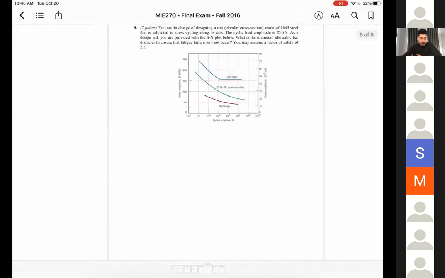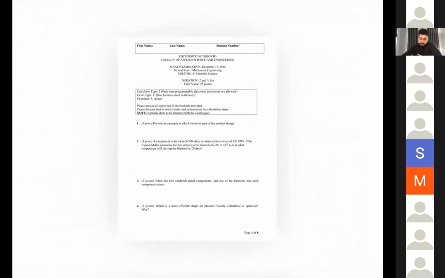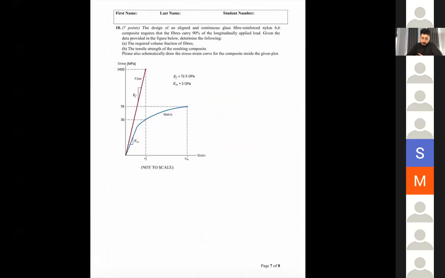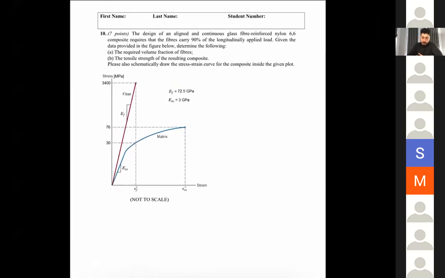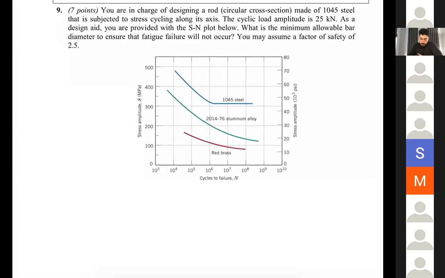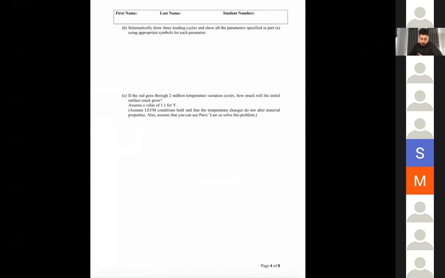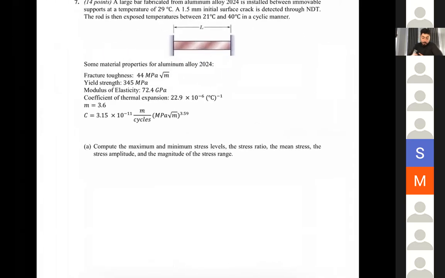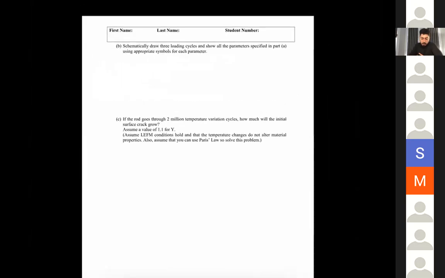Okay. Anything else from the 2016 in terms of problems? I did this one in the tutorial. That one's easy. This is all the same problem. This was very similar to the one I did in the tutorial as well.